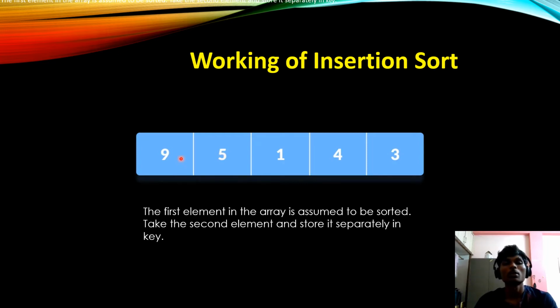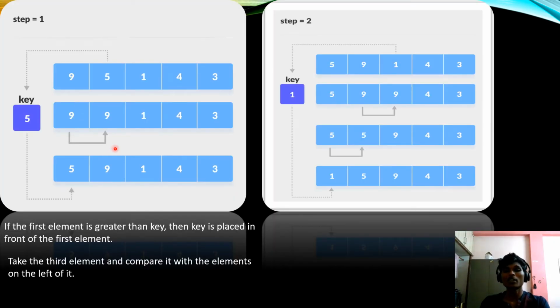If the first element is greater than the key, then we have to place the key in front of the first element. As I told before, if the first element is greater than the key, then the key is placed in front of the first element. Now in step 1, the second element 5 is taken as the key value. It is compared with 9. It is less than the first element, so it is placed before the first element. In step 1, the two elements are sorted.